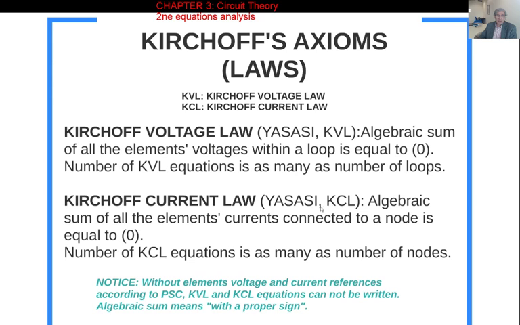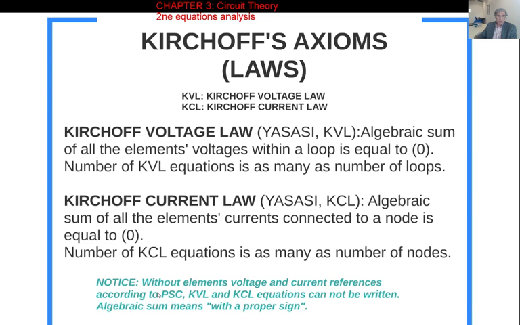Kirchhoff current law says the algebraic sum of all the elements' currents connected to a node is equal to 0. We already said what a node is. Now we are saying that for all the elements connected to a node, the sum of these elements' currents equals 0. So you could write these current equations for each node in the given circuit. What about the voltages? For each loop, we could write a Kirchhoff voltage law equation within the circuit.